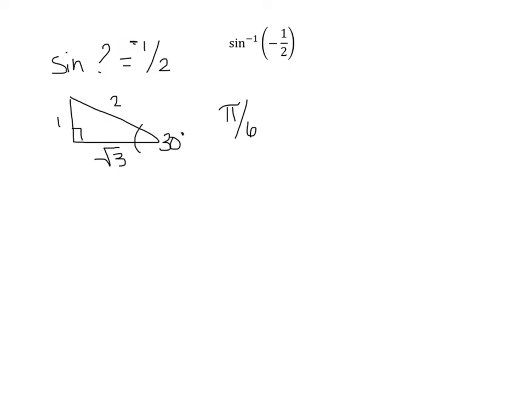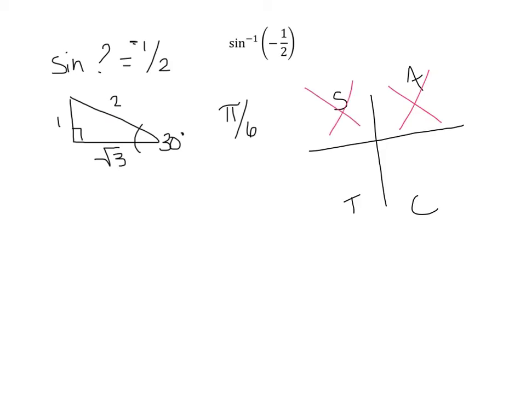So now what I'll do is look at my coordinate plane. And I remember All Students Take Calculus. I'm looking for a reference angle of 30 degrees where sine is negative. I know it can't be in quadrant 1 or quadrant 2. Sine is positive there. So I'm looking either at this angle or at this angle. Well, given what I know about my domain, it can only be between negative pi over 2 and pi over 2. So I'm looking for this angle, which will end up being negative pi over 6. So the inverse sine of negative 1/2 is negative pi over 6.